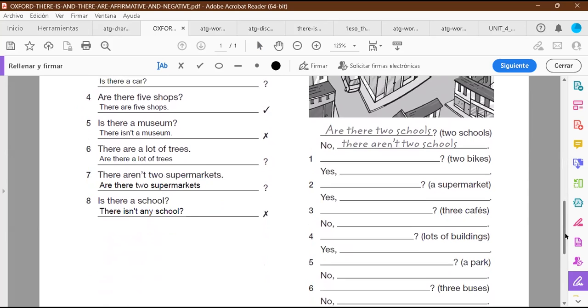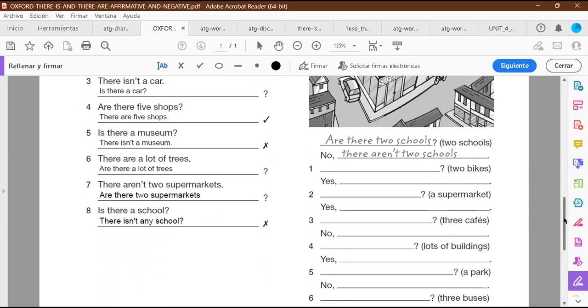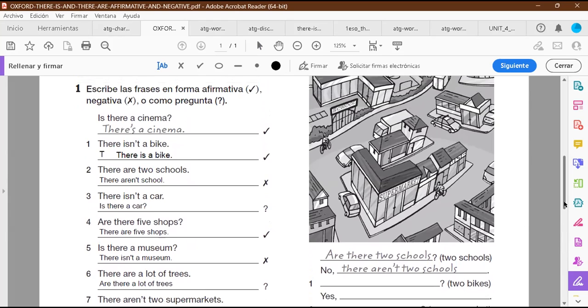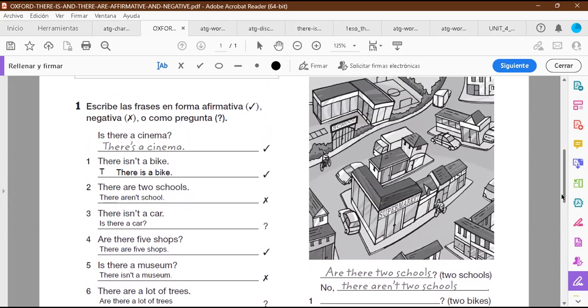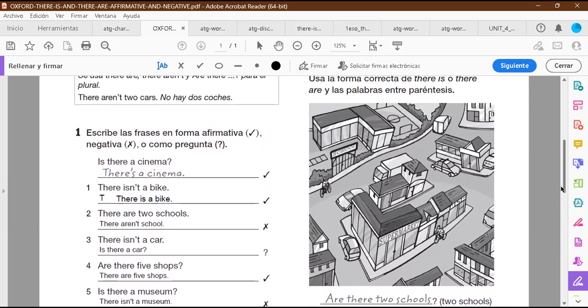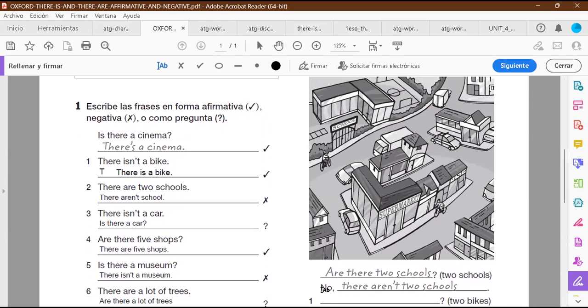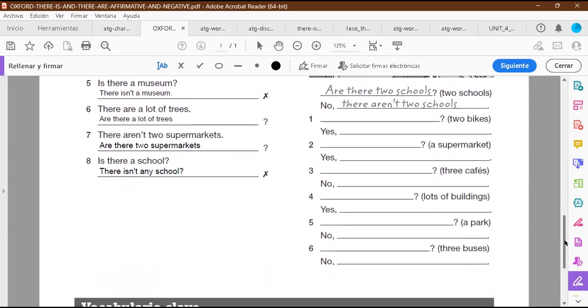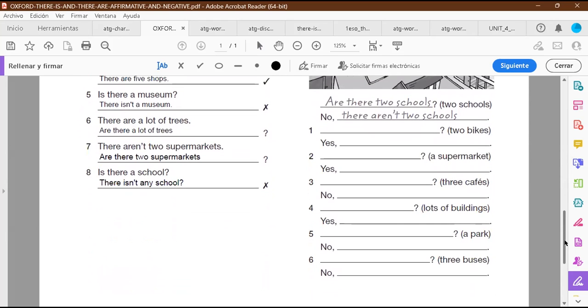Okay, the example says, are there two schools? So which is the answer? No, there aren't two schools. Here they are giving us a slightly longer answer. Okay, no, there aren't two schools. So which could be the question for this one? You have to think about it.